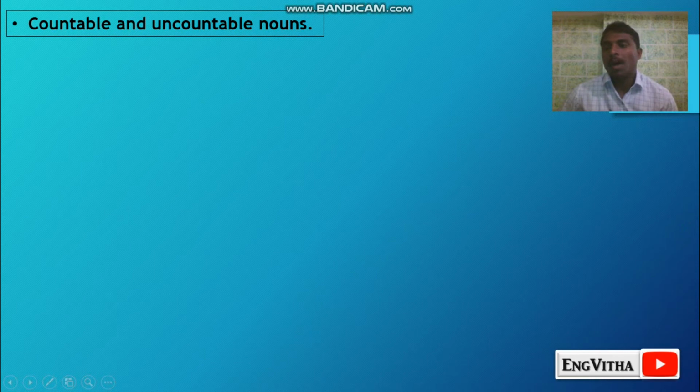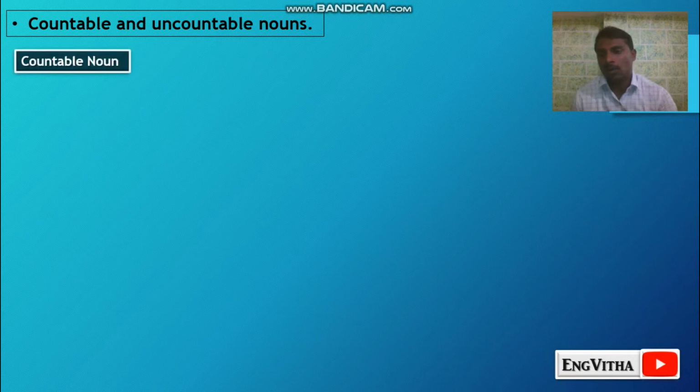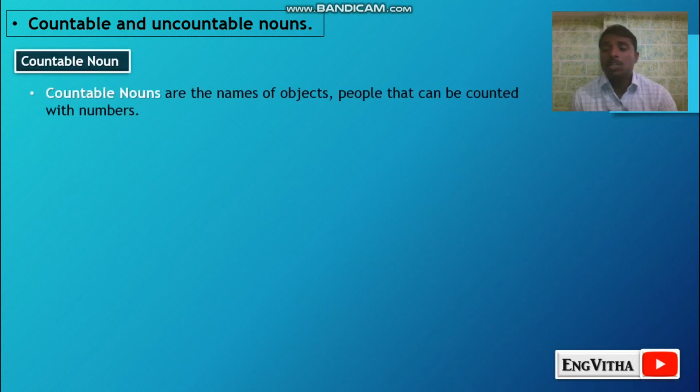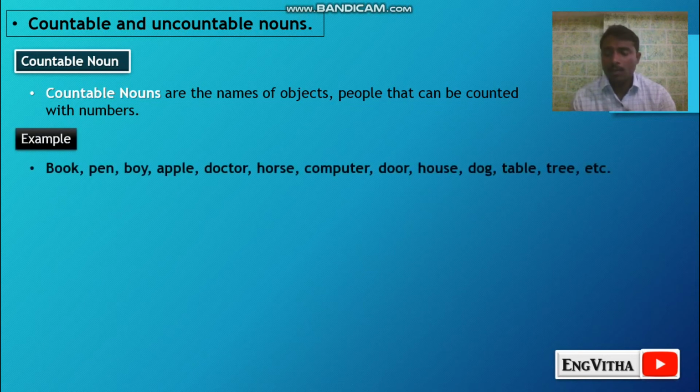Let us see what countable and uncountable nouns are in the English language. Firstly, let us understand what a countable noun is. Countable nouns are the names of objects and people that can be counted with numbers. For example, book, pen, boy, apple, doctor, horse, computer, door, house, dog, table, tree. These are all examples of countable nouns. We can count all these examples with numbers.